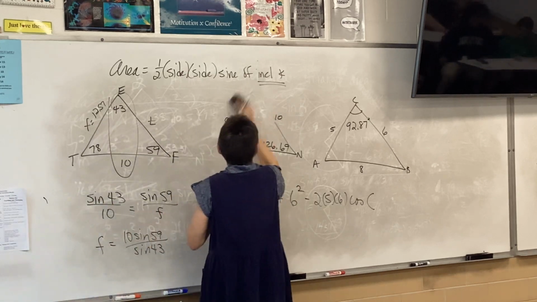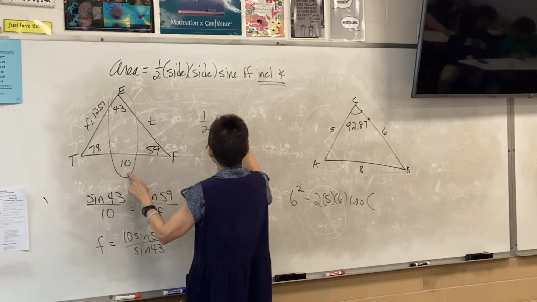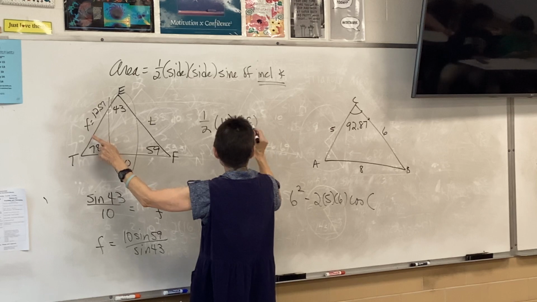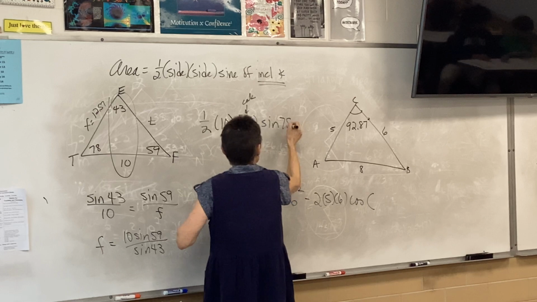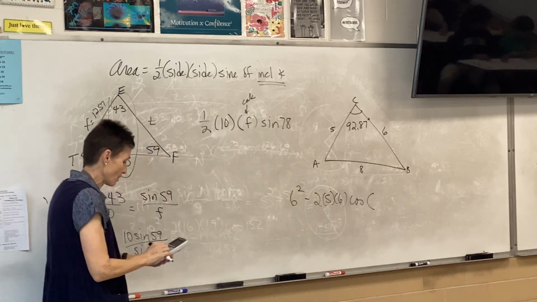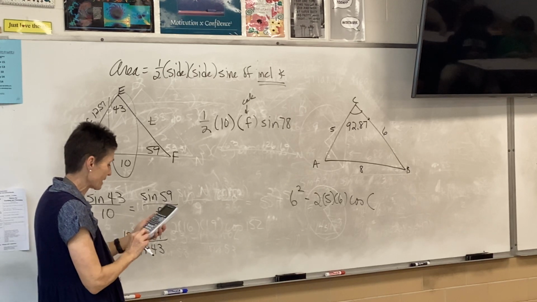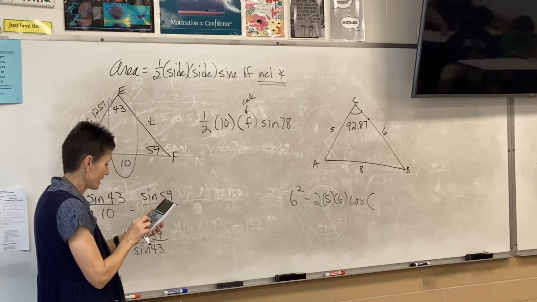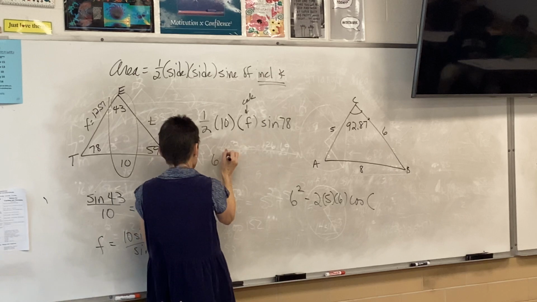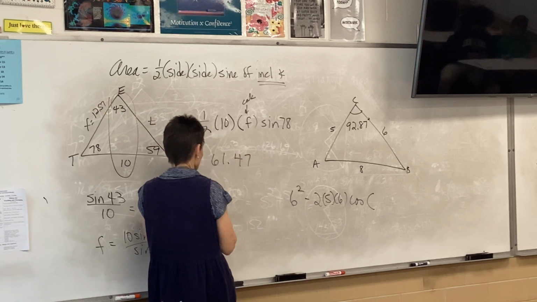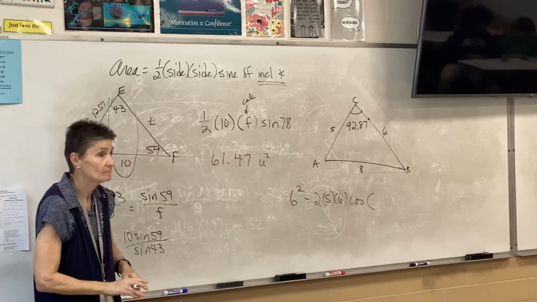So our area is going to be 1/2 by 10. I'm just going to put F here because it's in my calculator. And sine 78. So let's not round it off, let's just use it. 1/2 times 10 times second answer times sine 78. And what did you get your area to be? 61.47 square units, whatever unit we have in our problem.